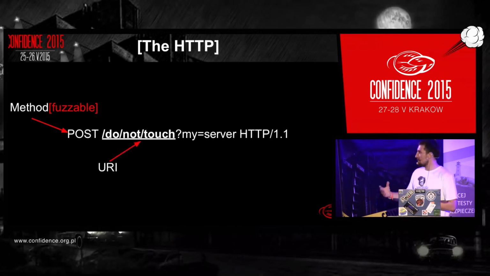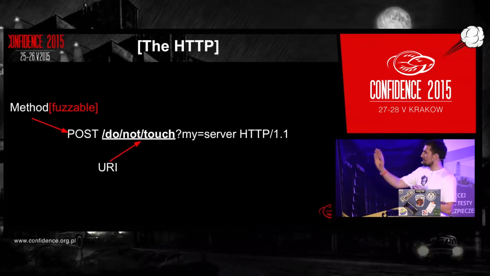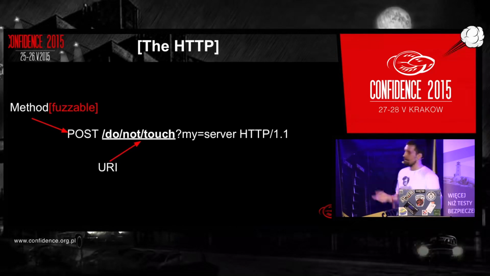Next is the URL path. It also needs to be fuzzed because there may be some bugs during parsing. For example, long URLs or URLs consisting of a large number of parts separated by slashes, or any part may be too long and also may cause some bug. So it must be fuzzed also.